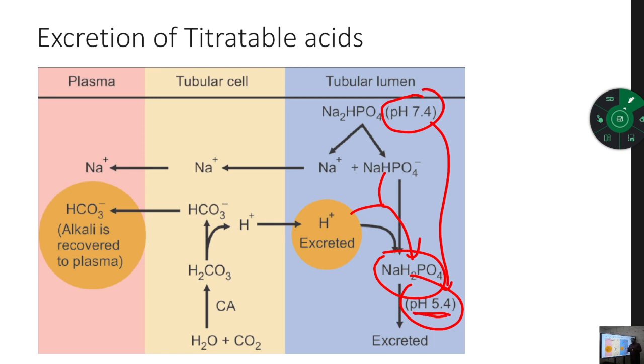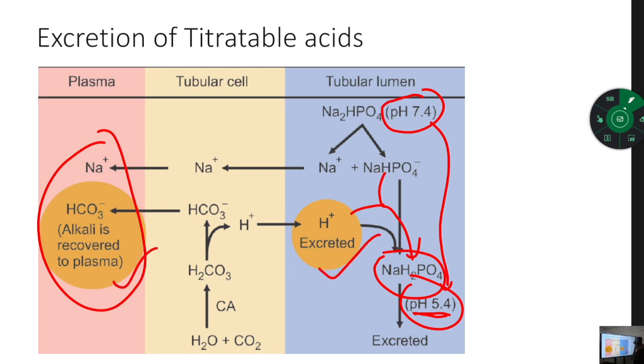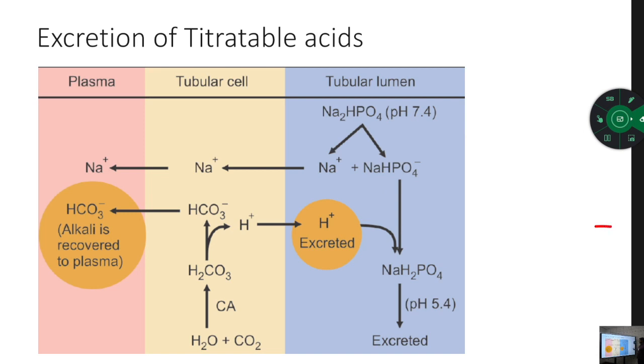So that will bring down the level of acids in our body, or try to increase the pH back to normal by using this mechanism. And as in the first strategy, again we are able to recover the alkali on the side in the plasma. So these are the two advantages with this. We are able to excrete H plus and also recover the alkali in the plasma, right?